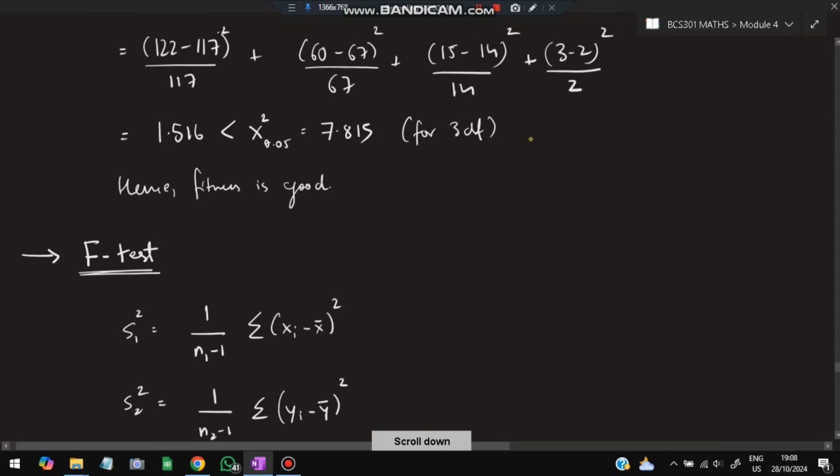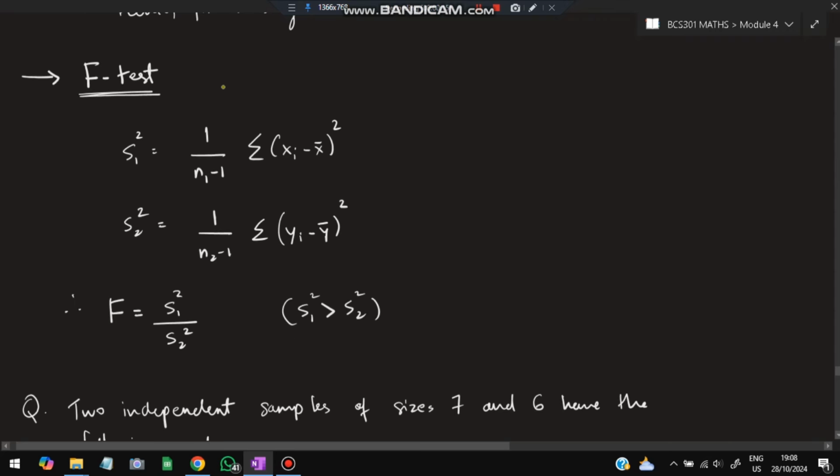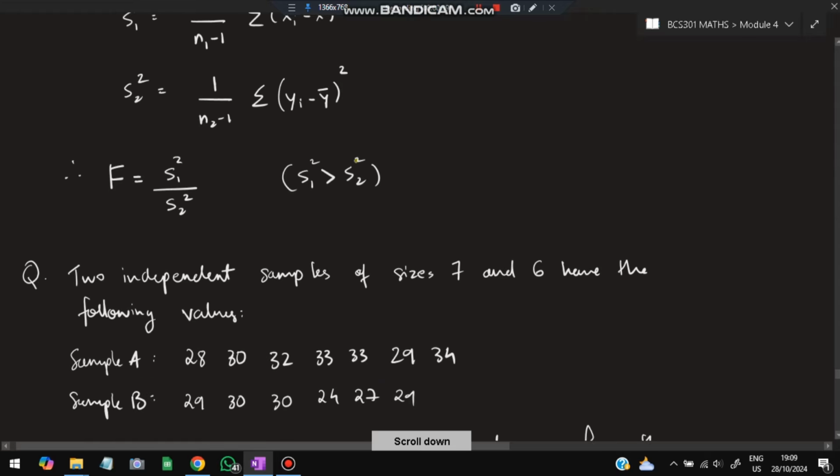Okay, moving on, we have the last topic, which is the F test, Fisher's test. Very simple. Two samples will be given to us, S1 square and S2 square, or they'll give you the numbers here. Based on the numbers, you have to calculate these two values. After that, just divide them and make sure that the numerator is greater. If S1 is greater than S2, divide S1 by S2. If S2 is greater than S1, divide S2 square by S1 square. So let's have a look at the question.